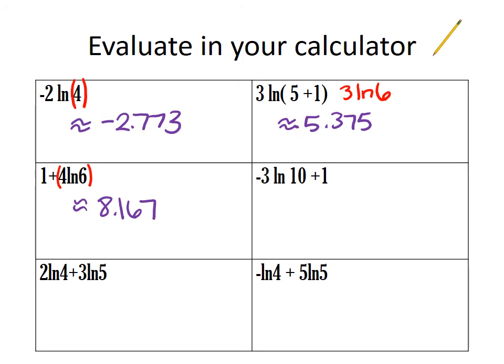For this next one, notice that the +1 is not in parentheses, which means we are just taking the natural log of the 10. So be very careful. If your calculator gives you that first parenthesis, close it before you do the +1. Pause the video, try it out. You should get approximately 5.908.